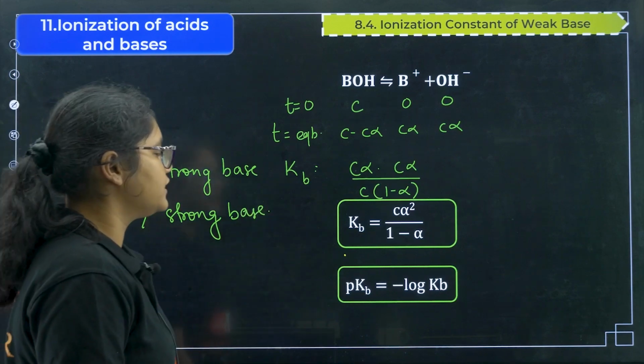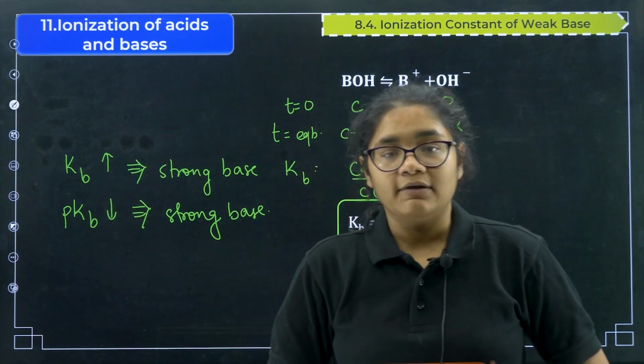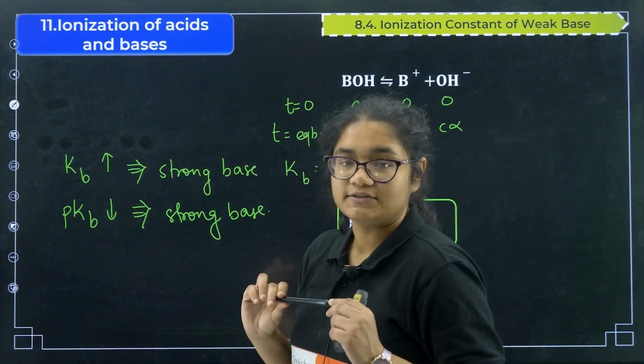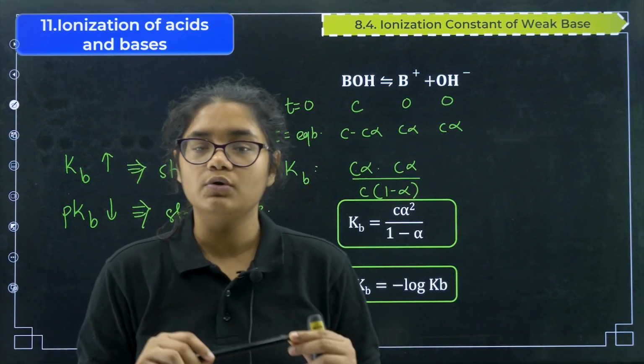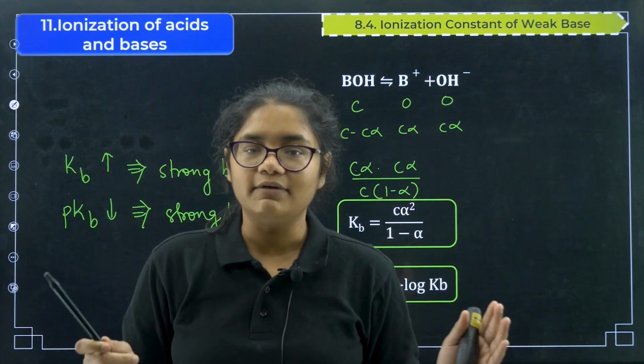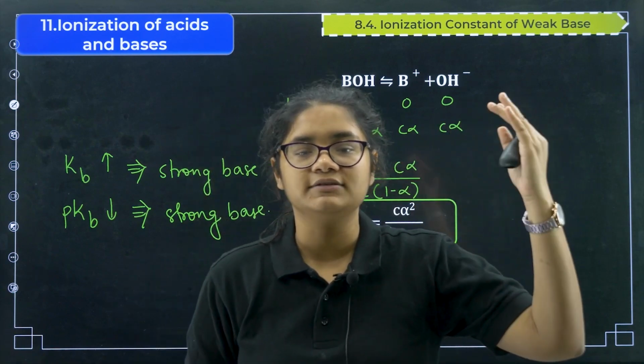Okay, so these two things you should remember. If the Ka value is high, then strong acid. pKa value low, then strong acid. pKb value low, strong base. Kb value high, strong base.